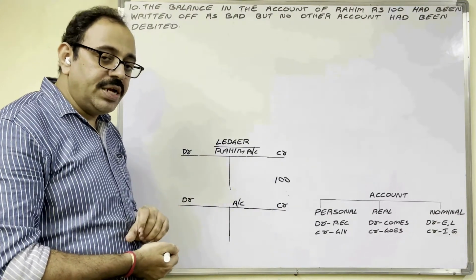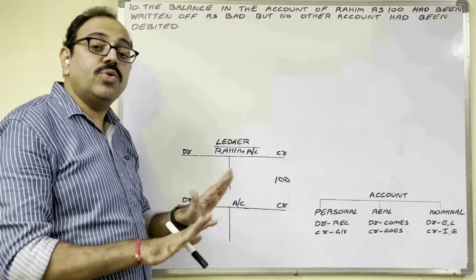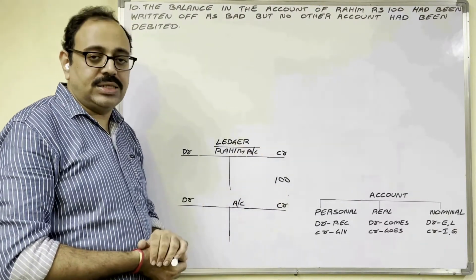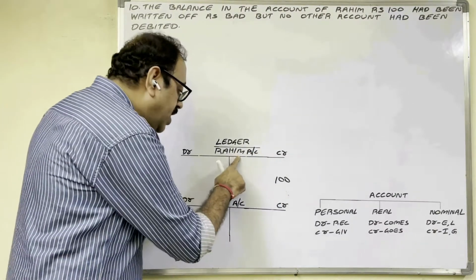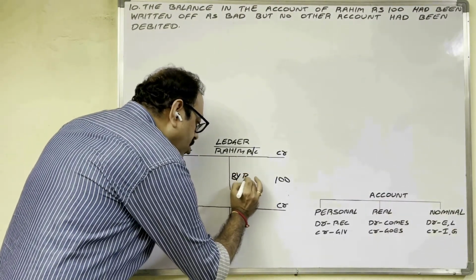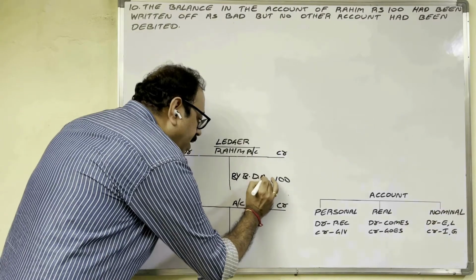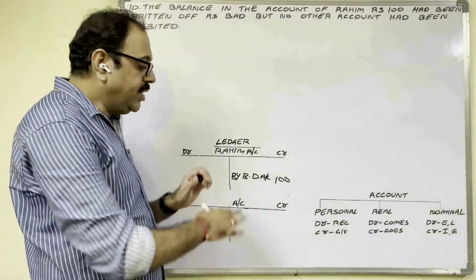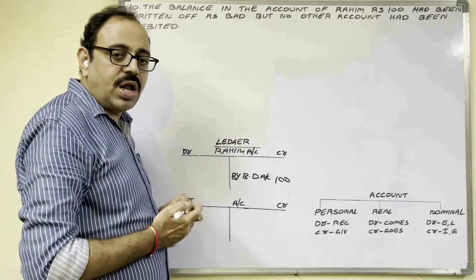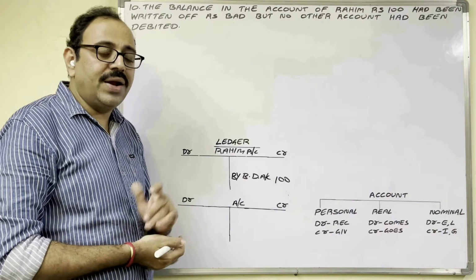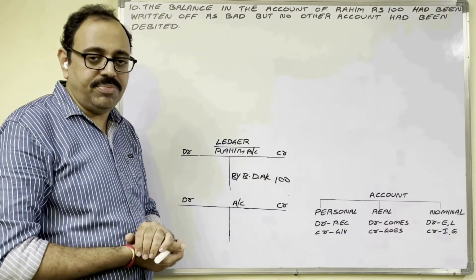And what did the firm do? This 100 rupees is not going to come. So they have written off this amount as bad debt. That means in Rahim's account, on the credit side, in the particulars column they wrote by bad debt account and in the amount column 100 rupees. And they closed this account. So now Rahim's account is not showing any balance carried down because 100 rupees is not going to come from him.